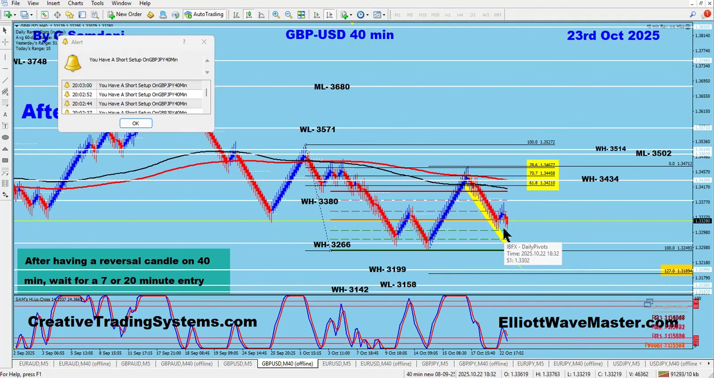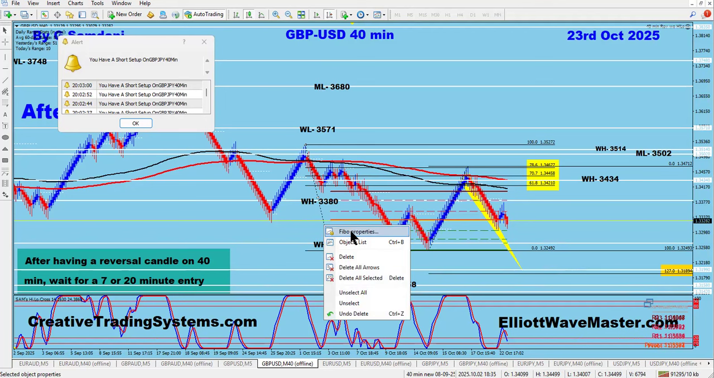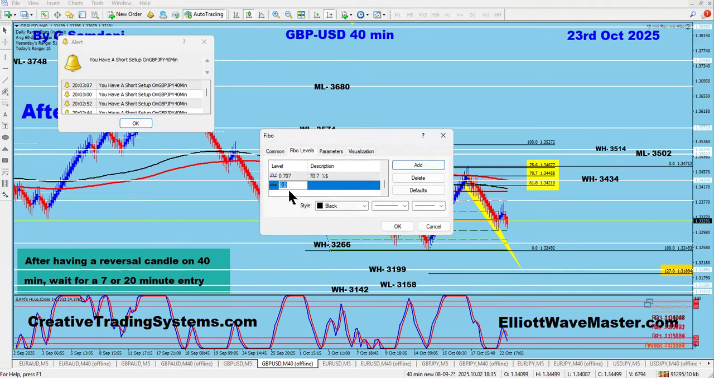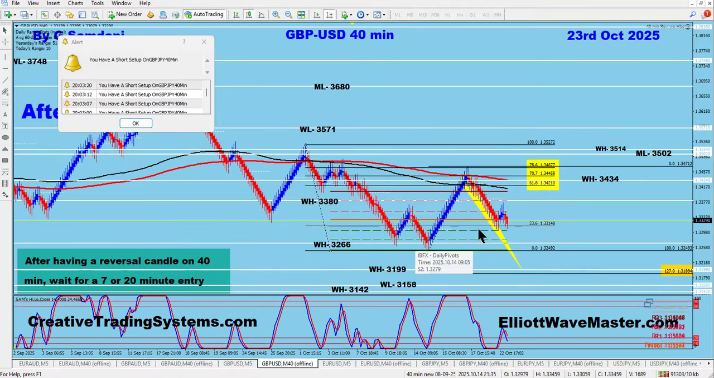But what if it stops here? Why is it stopping here? Let me add the 23% line and see what happened. Are we there just yet? Okay, so 23.6. Now you see that that's what's happening. You see that? So it is getting stopped here.